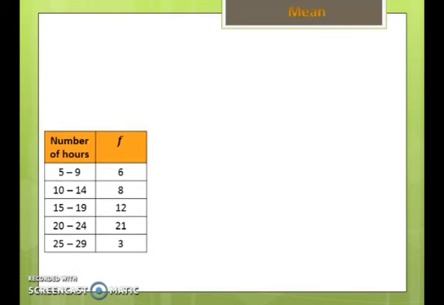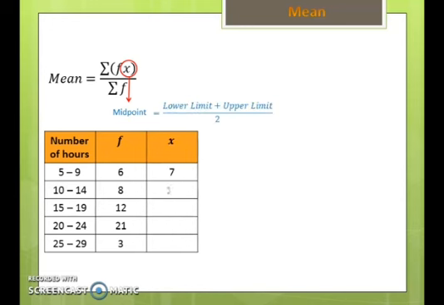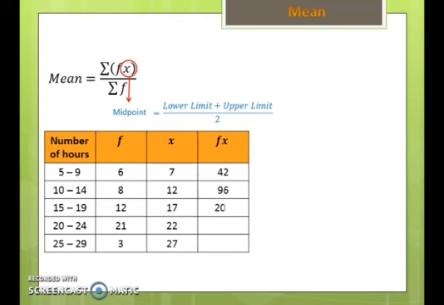Let's first look at how to find mean. Mean for group data is given by this formula, where x is midpoint and f is frequency. To find mean for the data, first find midpoint for each class. Next, multiply each midpoint with each frequency. After that, take the summation of the multiplication of midpoint and frequency and divide it with the summation of frequency.